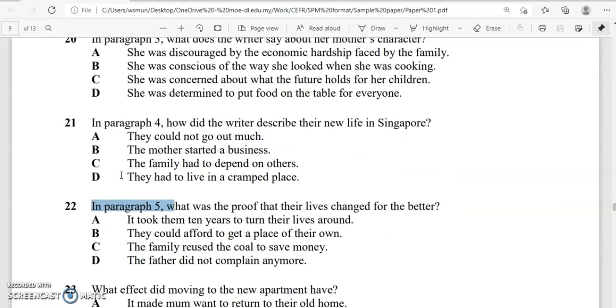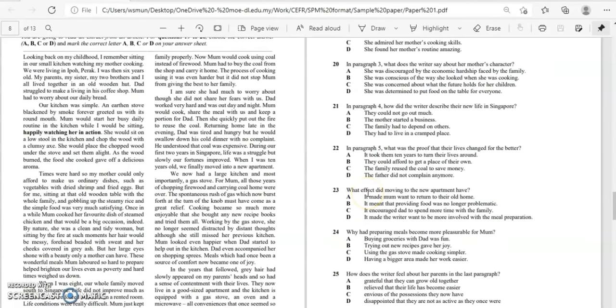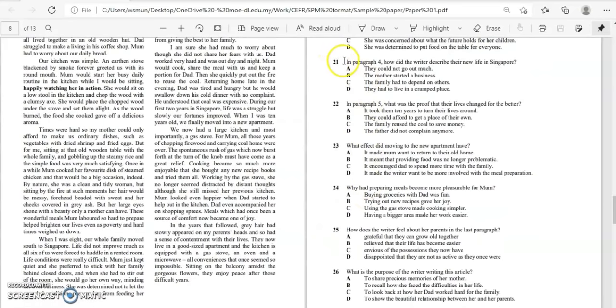Let's try to do question 21 together. Question 21. In paragraph 4, how did the writer describe their new life in Singapore? A. They could not go out much. B. The mother started a business. C. The family had to depend on others. D. They had to live in a cramped place.